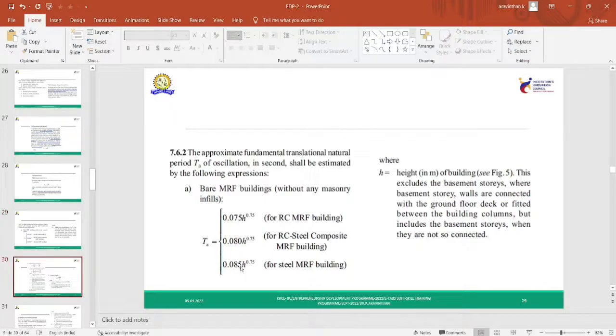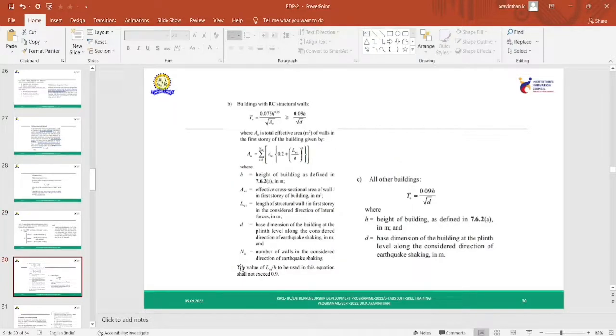So, before doing an analysis, when shall I use the equivalent static method or the response spectrum method? The code gives the provision here. Also, when you are designing your building with RC structural walls, that is, if you are including the masonry infills, you have to use 0.075 h power 0.75 divided by root of Aw. So, what is this Aw?